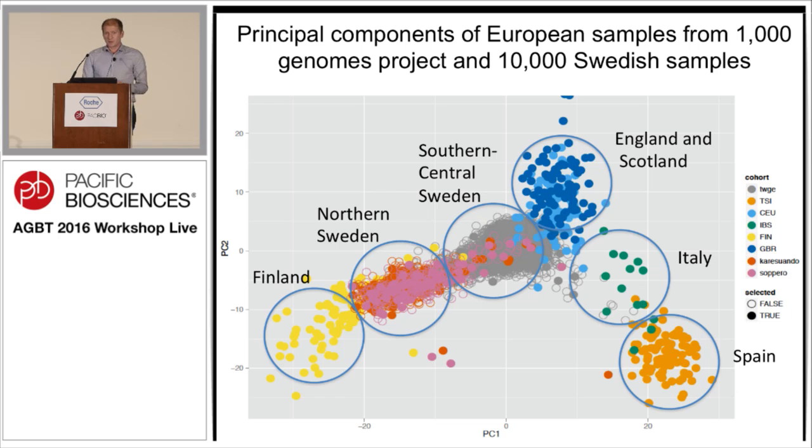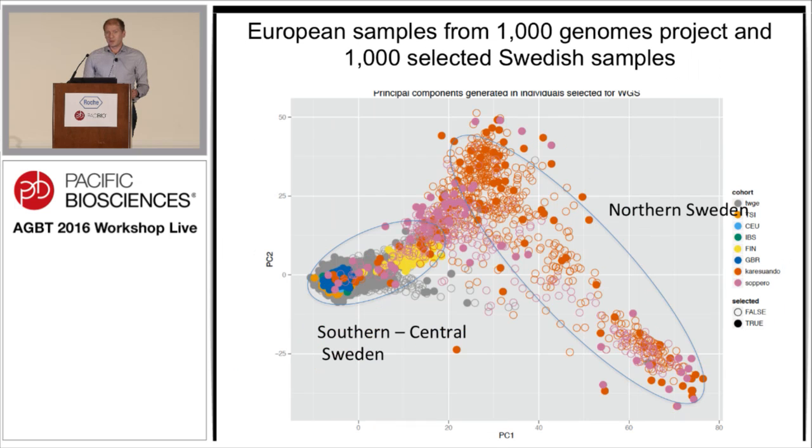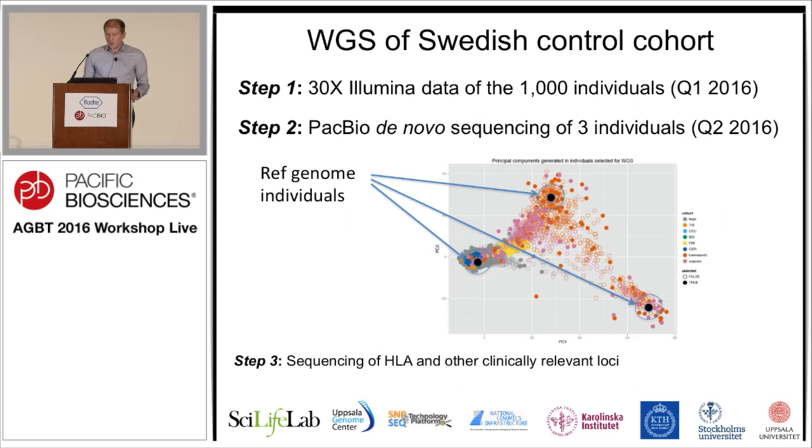Here you can see the PCA plot showing the distribution of the genetic variation in Sweden compared to other countries in Europe. In fact, we have quite a lot of variation going on here in Sweden. And if we zoom in on just the Swedish samples, you can see that we have very much variation going on in northern Sweden, whereas other parts of Sweden are clustered more tightly.